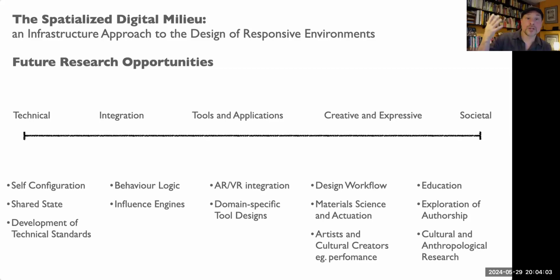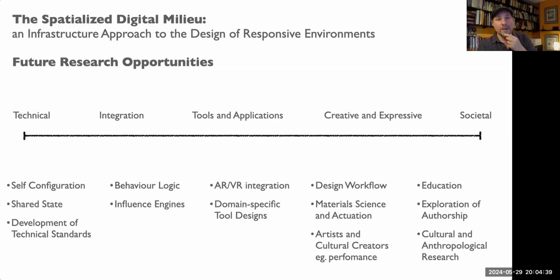Huge questions about the changing role of design and design workflow, and how do things like material science innovations become the raw material for new spatialized digital milieu experiences? And then societal questions. What are the privacy implications? What are the implications of authorship in a space like this, where many influences are already present? They've been made by different people, and now you're bringing new objects into them. Who owns that, and how should they own that? Those kinds of questions, and cultural and anthropological research based on this and where it might go.